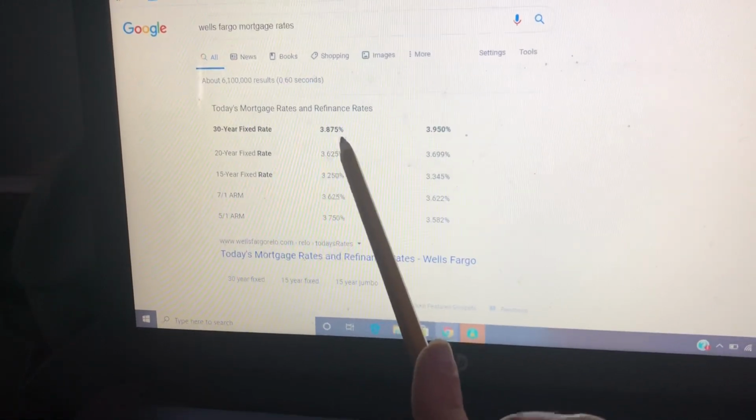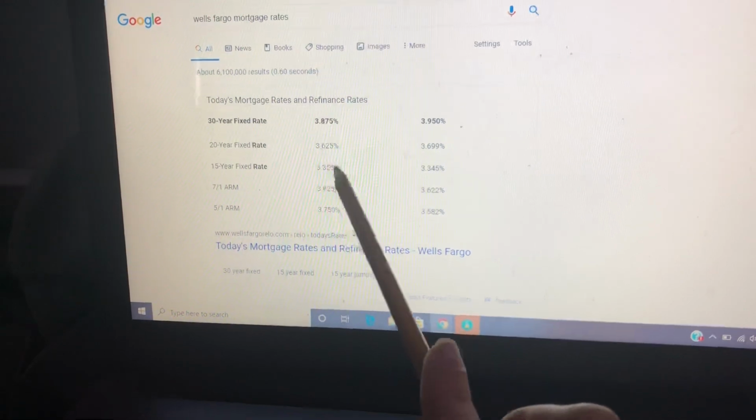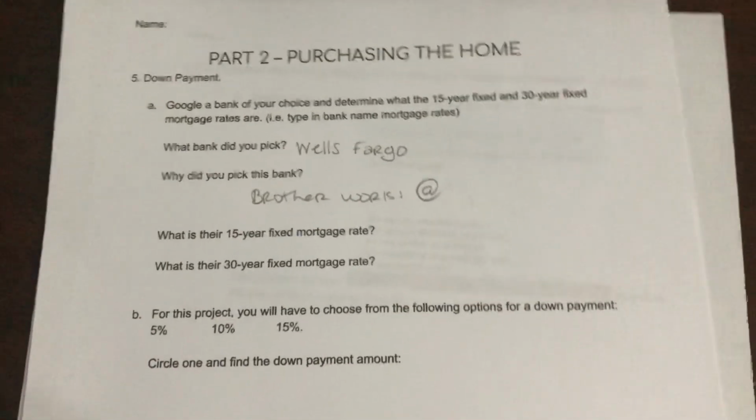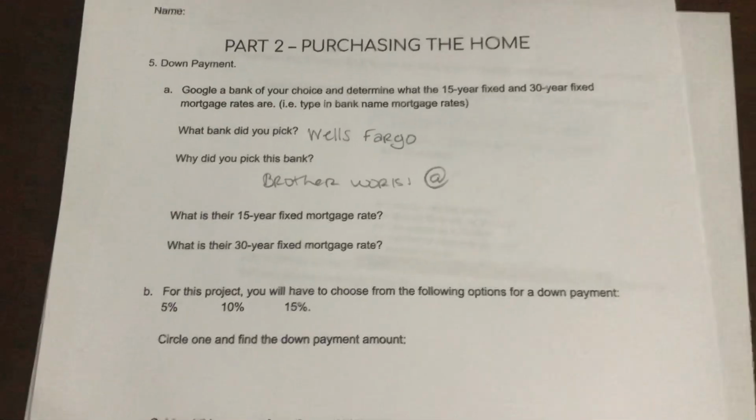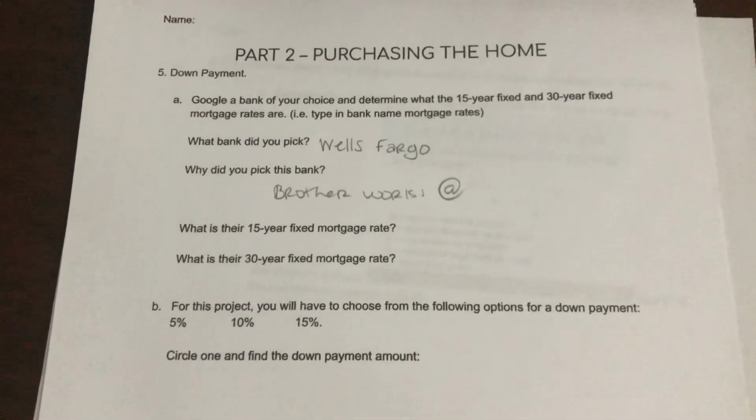It's got the 30-year fixed rate. It's got the 15-year fixed rate. So I'm just going to take those numbers and write them down here. That's all you have to do Googling-wise. Don't do anything extra where it's like, put in all your information and we'll tell you rates. No, this is all you should have to do.